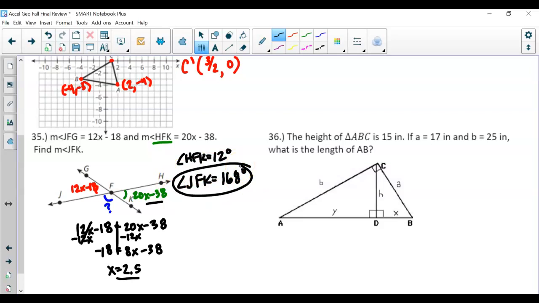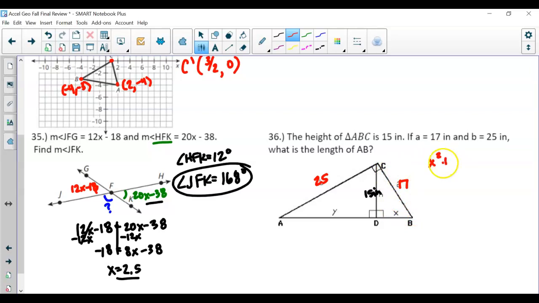So our last one here, 36. The height is 15 inches. And A is 17 inches and B is 25. We're looking for AB. So we've got to figure out what is X and what is Y. Well, notice we've got Pythagorean theorem. So not once, but twice. So we could do X first. Now notice you're given the hypotenuse.